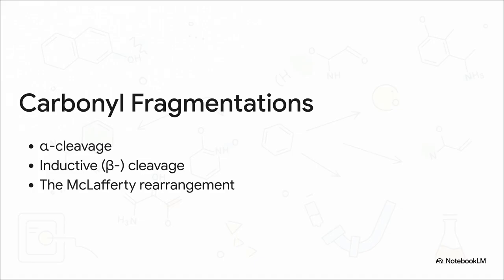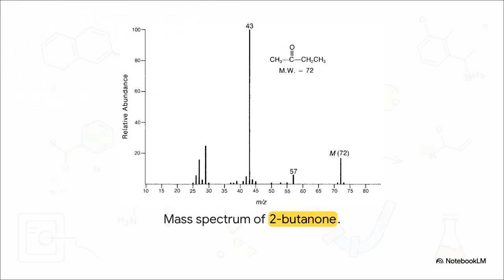While alpha and inductive cleavages are everywhere across all carbonyls, there's a special condition you constantly have to watch for. If the carbon chain attached to the carbonyl has at least 3 carbons, meaning it has what we call a gamma hydrogen, we run into the highly predictable McLafferty rearrangement. The molecule literally folds back on itself in a 6-member transition state, transfers a hydrogen over to the oxygen, and then just snaps off an alkene. It's really elegant. But of course, before rearranging, they often just break.